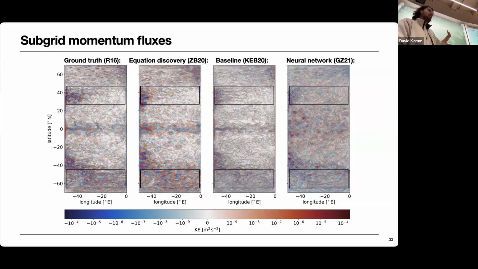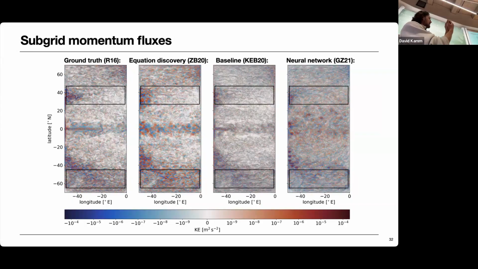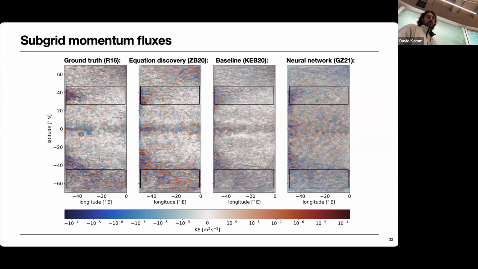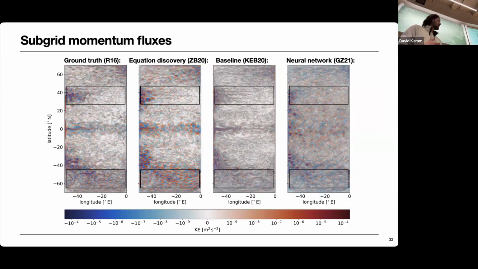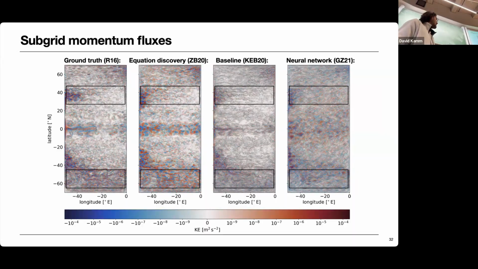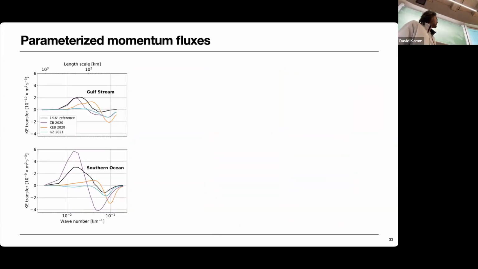On the left is the video you've seen before. This is the target we diagnose from the high resolution. Next to it, you have the equation discovery approach, the baseline, and the neural network approach. This is just to show you, again, similarly, they inject energy and take out energy at various different scales. This is a good sign, but of course, we want to look at this more quantitatively. So again, we go into spectral space. This is the kinetic energy transfers over the length scale, going from large scales on the left to small scales on the right. And the black curves are the ones you've seen before, what we diagnose from the high-resolution ground truth.